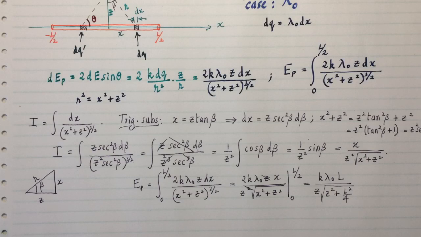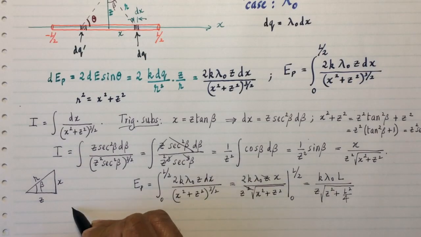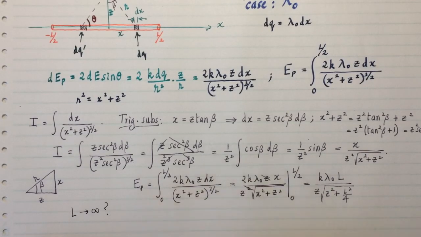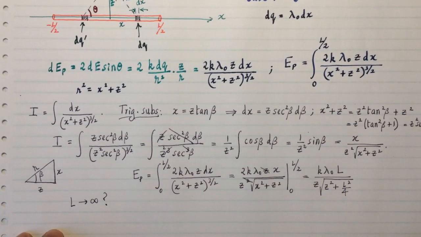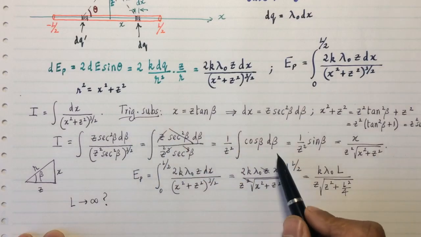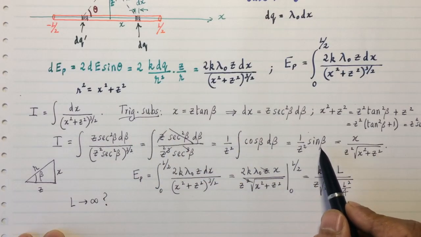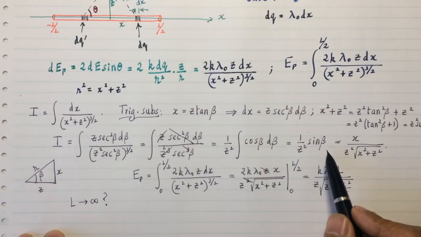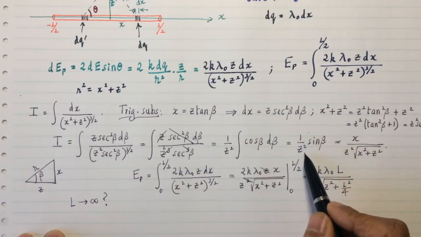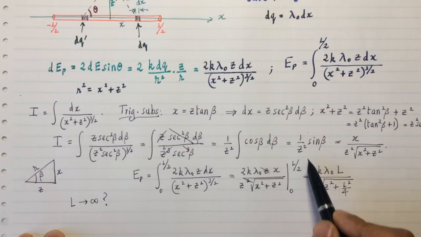Now what we're going to do next is ask what happens when L becomes really large. So limit when L goes to infinity. This can be done two ways. You can either go back to the original integral and solve it for the infinite length limit. If L goes to infinity, then beta must go to pi over 2, and the answer will simply be 1 over z squared when you evaluate it. So that would be one easy way of doing it.